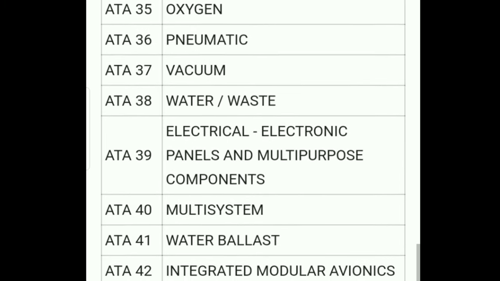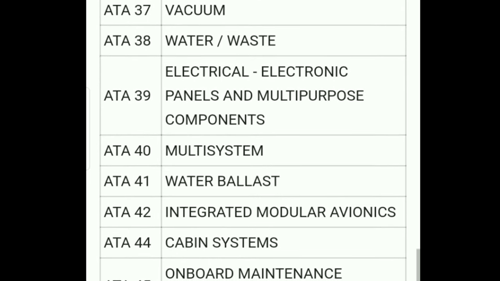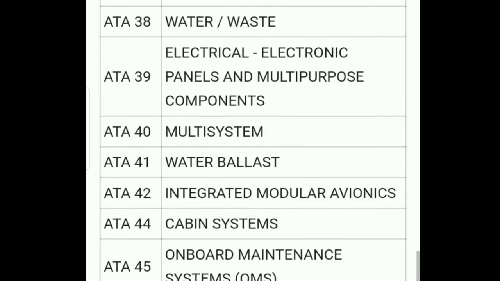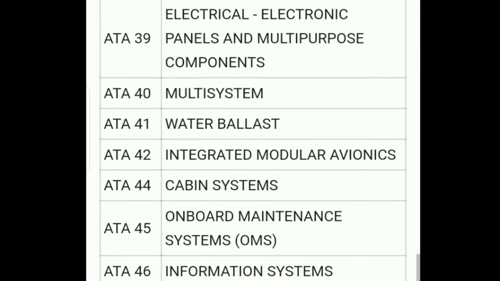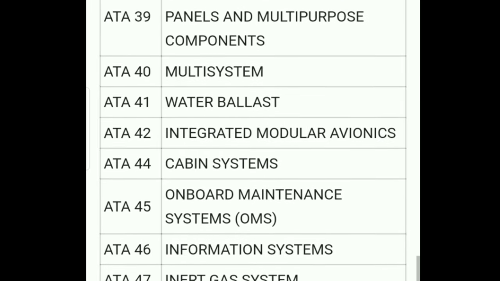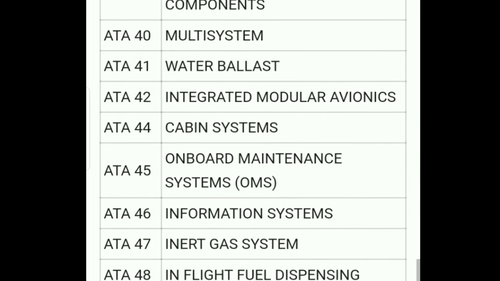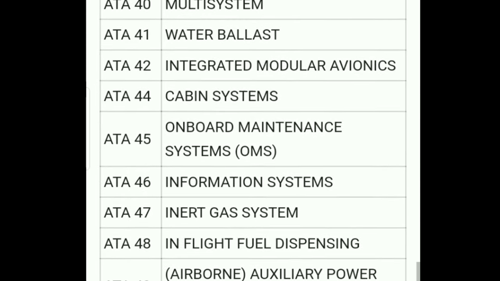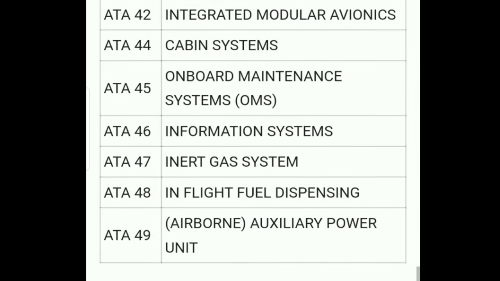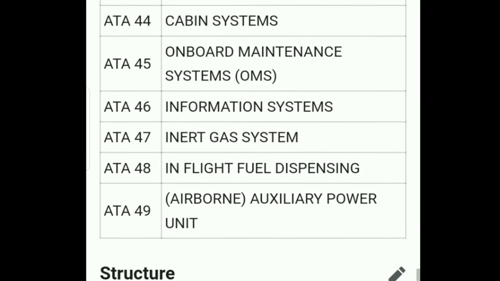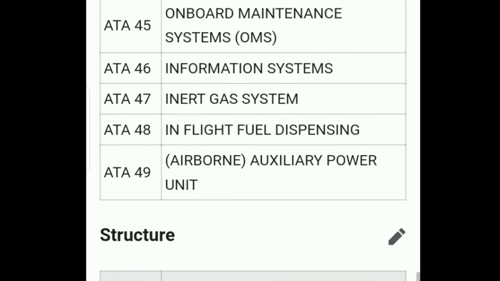40, Multi-system. 41, Water Ballast. 42, Integrated Modular Avionics. 44, Cabin Systems. 45, Onboard Maintenance Systems, OMS. 46, Information Systems. 47, Inert Gas System. 48, In-flight Fuel Dispensing. 49, Airborne Auxiliary Power Unit.